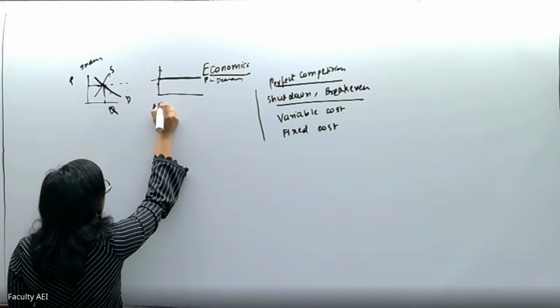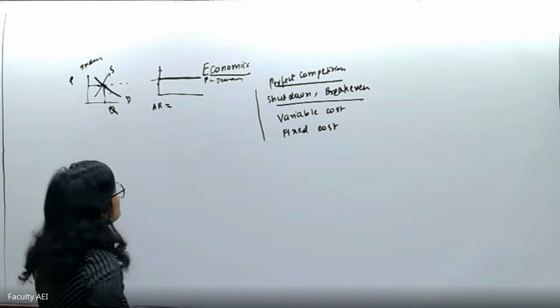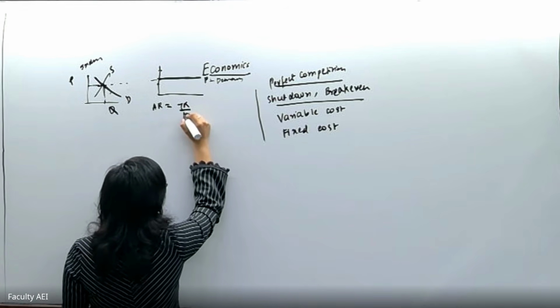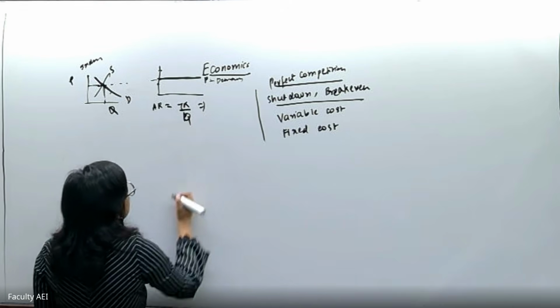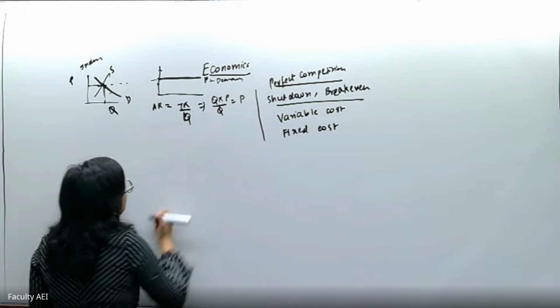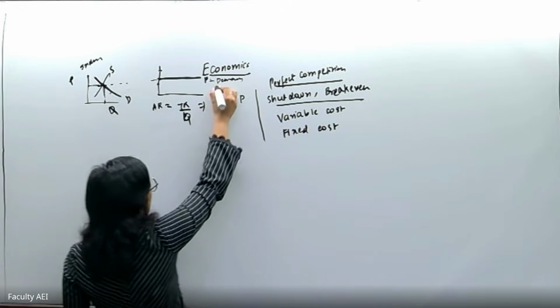Now, what is average revenue? Average revenue is total revenue divided by quantity. Total revenue would be quantity into price, divided by quantity. So average revenue is equal to the price. So this is my average revenue also.